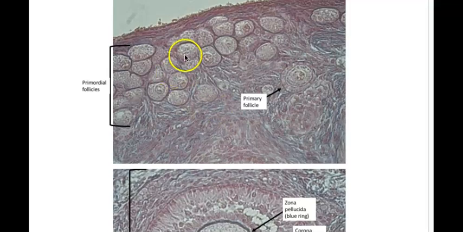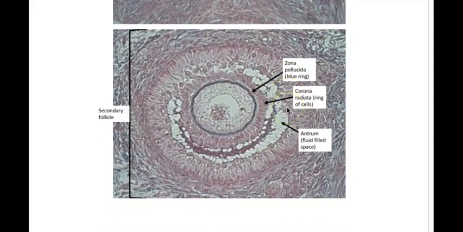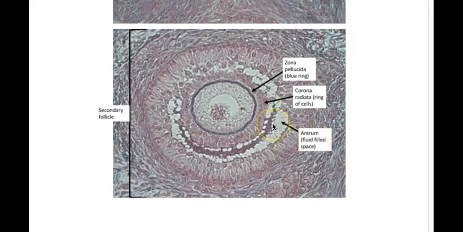Okay, so here's just a closer view of that. Again, here are these primordial ones. You don't really even see the follicular cells around the border. Primary follicle you do. Here's that secondary follicle. Here's that oocyte. You'll notice this blue ring is now called the zona pellucida. This grouping of cells surrounding that is called the corona radiata. And then this space here, all this white space, is called the antrum. And any of this grainy, pinky purple stuff is actually fluid that is filling the antrum, or that space.